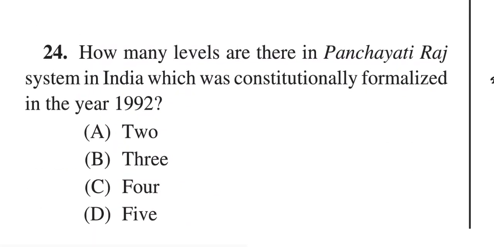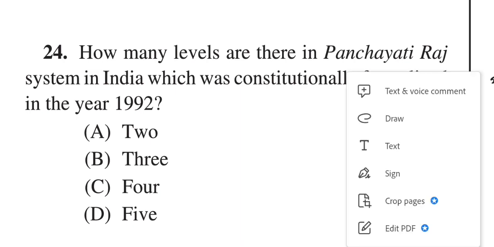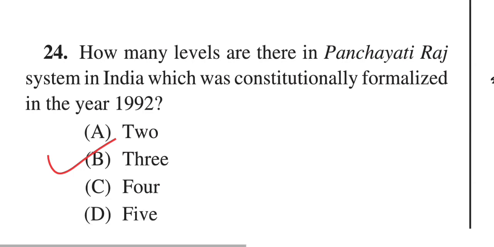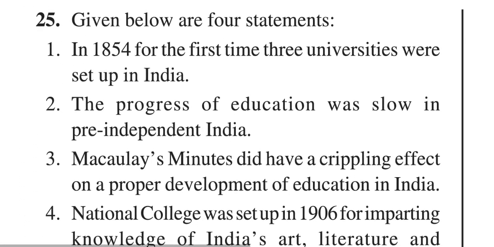It says, how many levels are there in Panchayati Raj system in India, which was constitutionally formalized in the year 1992? 2, 3, 4, 5. What will be the correct option? That is B, 3. Okay, there are 3 levels in Panchayati Raj system in India, which was constitutionally formalized in the year 1992. Next, number 25, it says, given below are 4 statements.